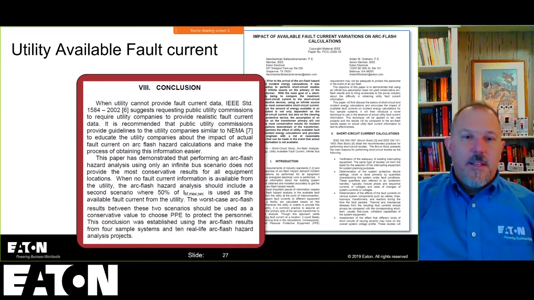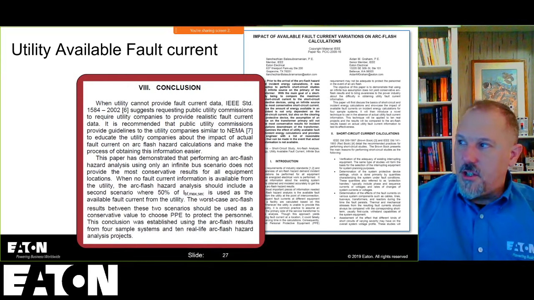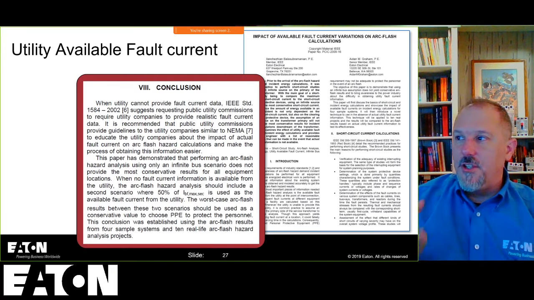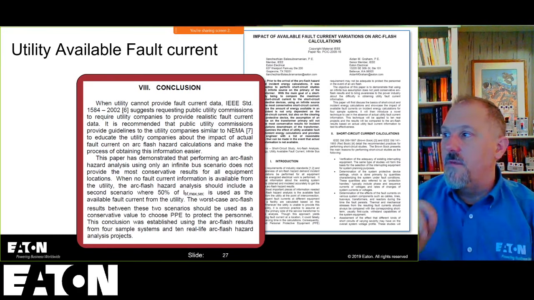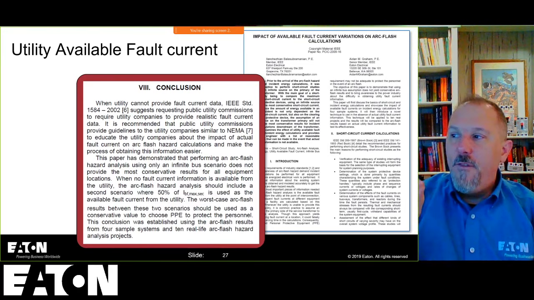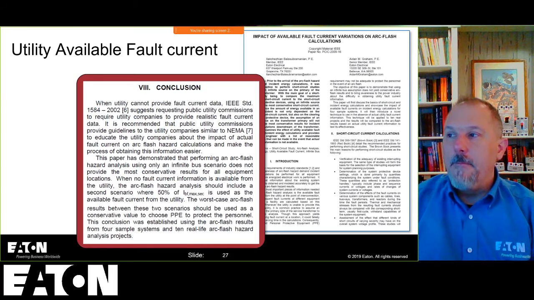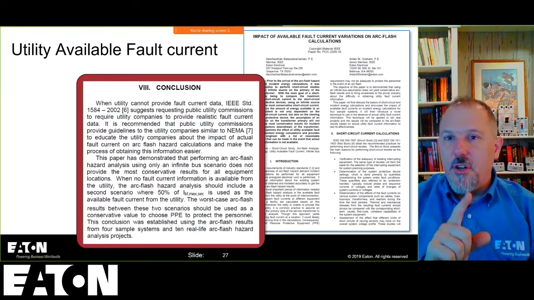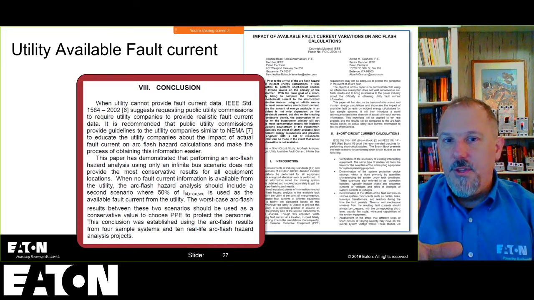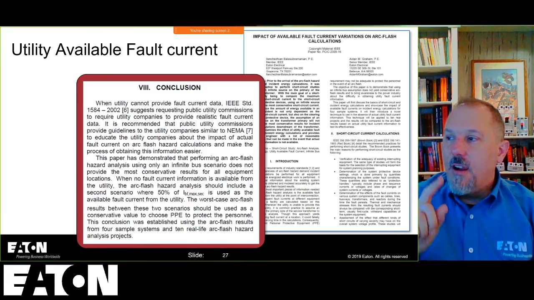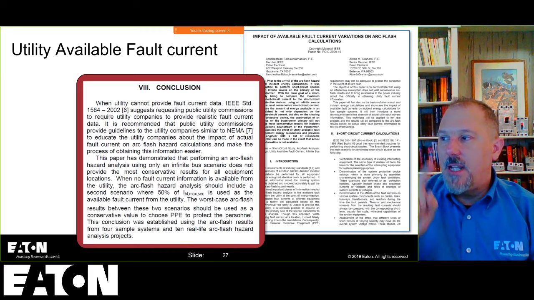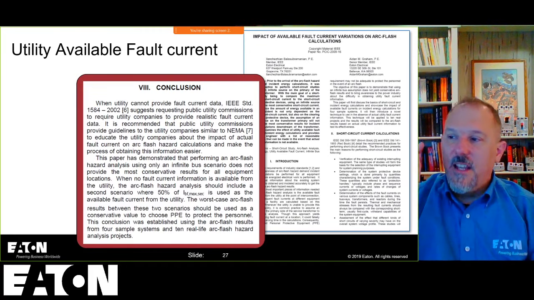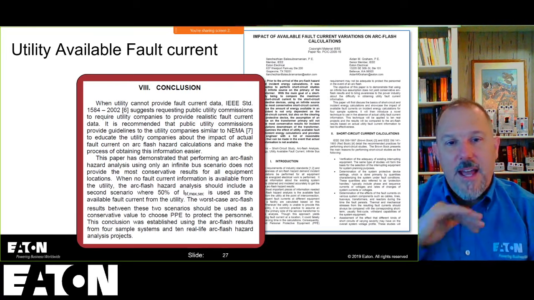If you just look at the conclusions, they said, in the second paragraph, let's read that one: This paper demonstrated that performing an arc flash hazard analysis using only an infinite bus scenario does not provide the most conservative results for all equipment locations. When no fault current information is available from the utility, and I would say if you didn't get that actual number from the utility, the arc flash hazard analysis should include a second scenario where 50% of that maximum secondary bolted fault current is used as the available fault current from the utility. So cut that number in half.